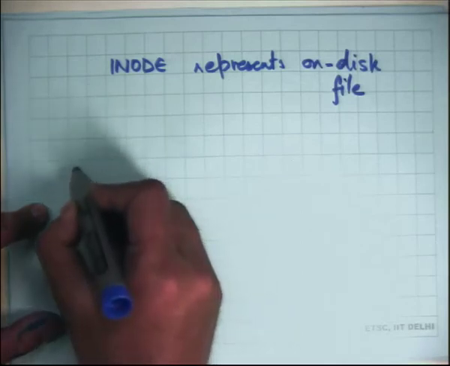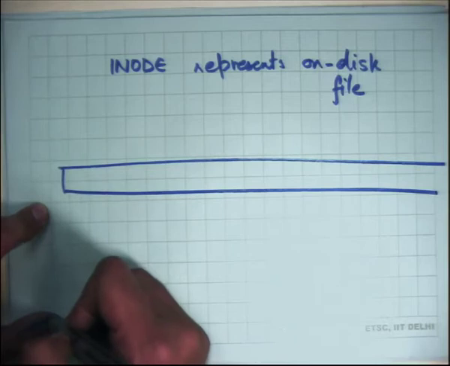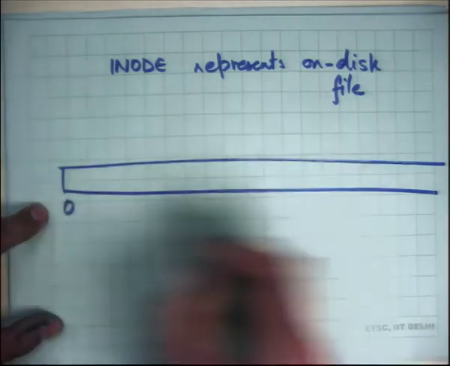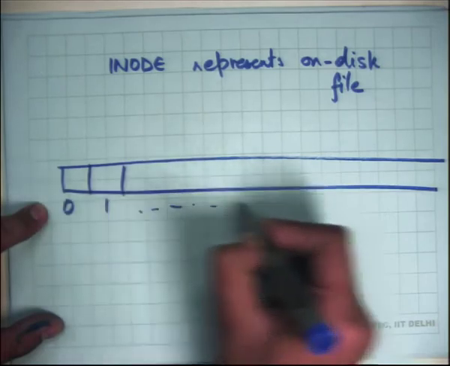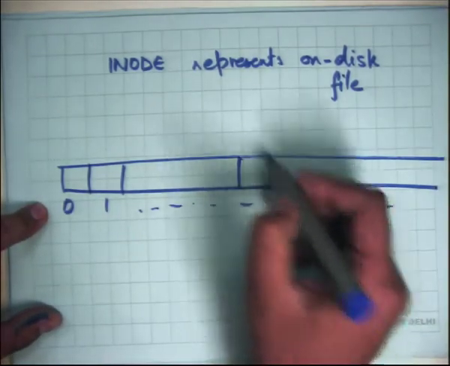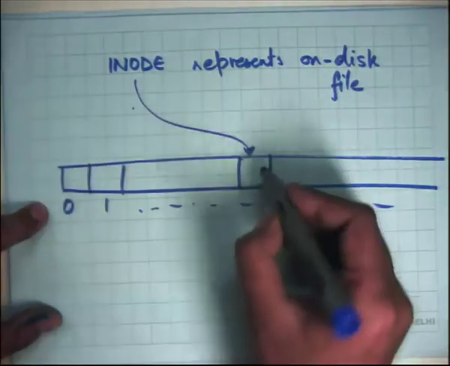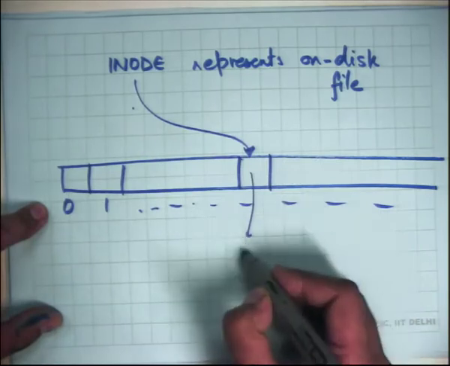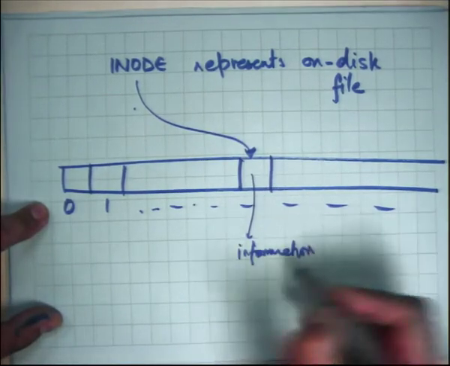Okay, so let's say this is my disk. I am representing it as a logical namespace, sector 0, sector 1, and so on, till some value, and a file is represented by an inode. So inode will point to some location here, which will contain information about the file. This is an on disk inode.